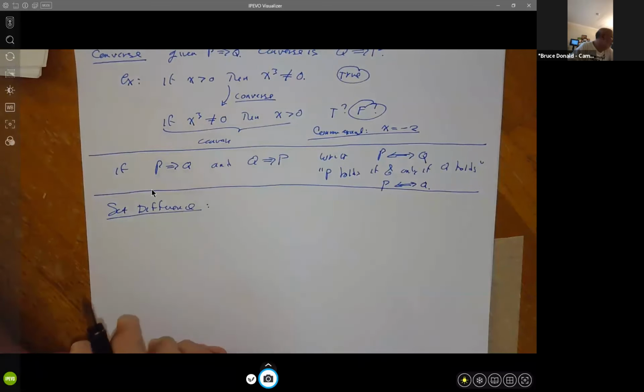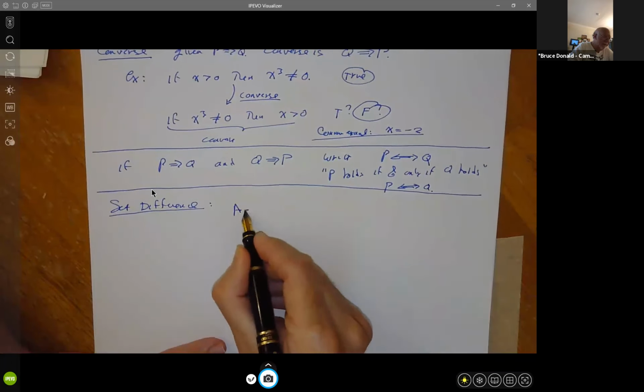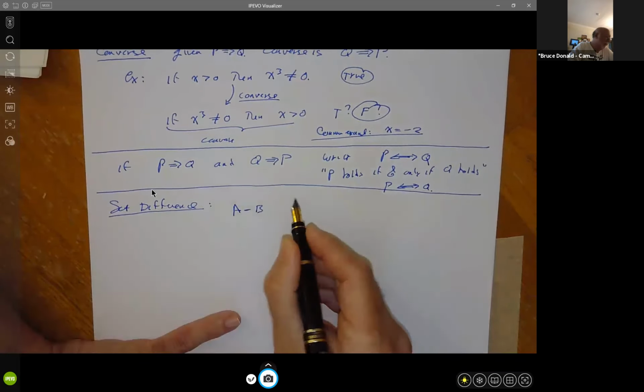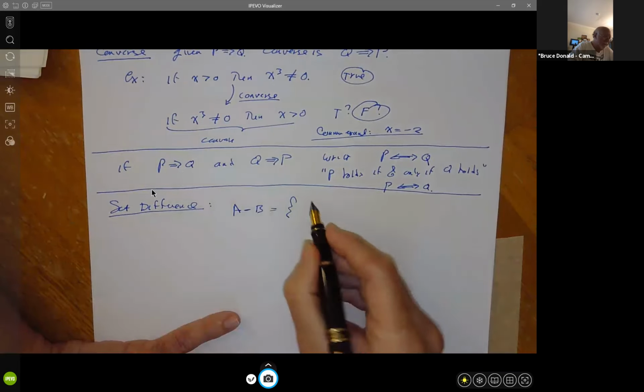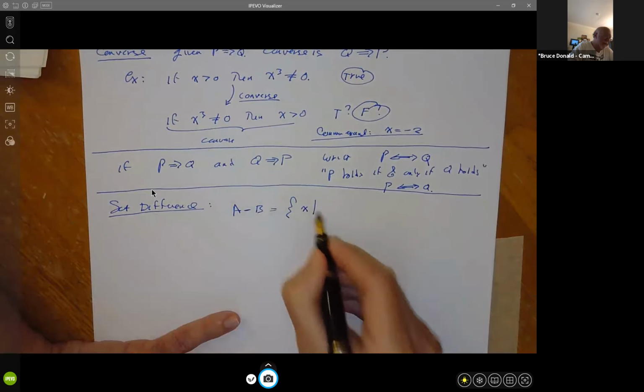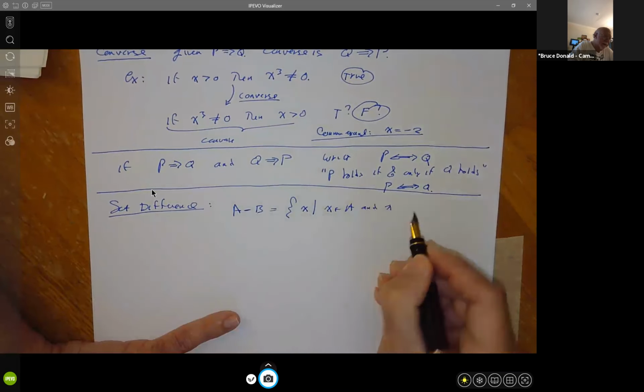So if we have two sets, we can define the difference of the two of them. So if we have sets A and B, I'll write the set difference as A minus B like this. This is the set of all elements that's in A but not in B. So all elements X, such that X is in A and X is not in B.